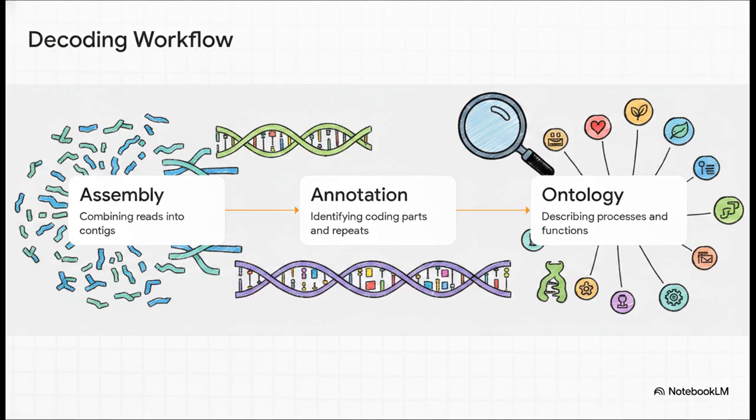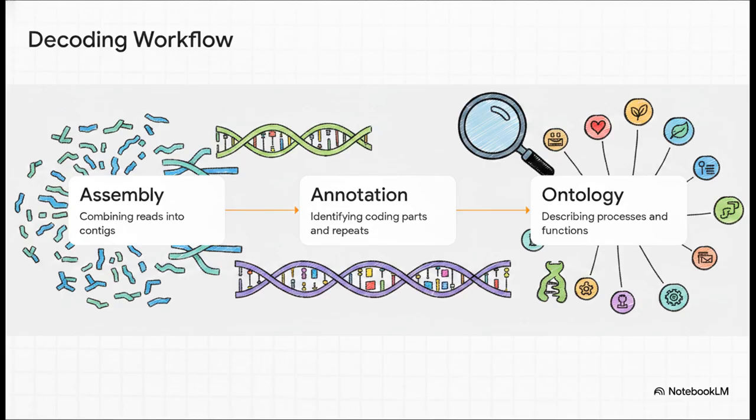Now what? What do we actually do once we've sequenced a massive genome? Turning raw sequencing data into functional biological meaning follows a very logical progression. Step 1 is sequence assembly, where we combine millions of tiny sequenced fragments, called reads, into longer contiguous stretches known as contigs. Step 2 is genome annotation.